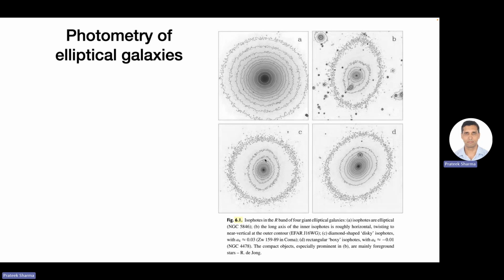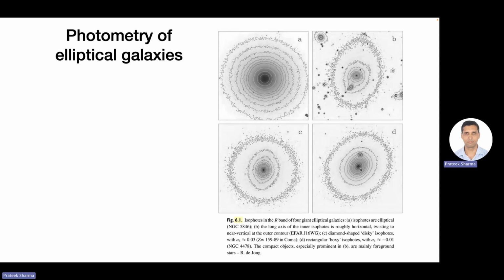So you see, here there is deviation from an ellipse, right? They are narrower, thinner than an ellipse would be. These are called disky isophotes. So if you have disk-like systems, they will have isophotes like this. They have axis at the major axis.